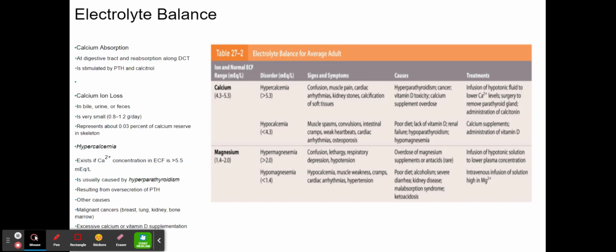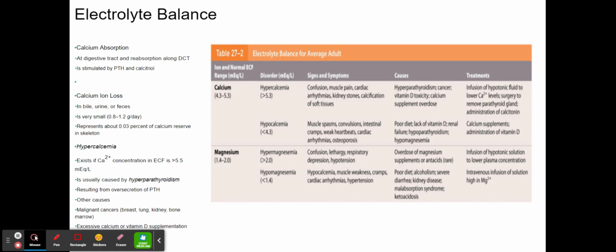A small amount of calcium is lost in the bile. Under normal circumstances, very little calcium escapes in urine or feces. To keep pace with these losses, an adult must absorb only about 0.8 to 1.2 grams per day of calcium. That amount represents only about 0.03% of the calcium reserves in the skeleton. PTH from the parathyroid gland and calcitriol from the kidneys stimulate calcium absorption by the digestive tract and calcium reabsorption along the distal convoluted tubule.